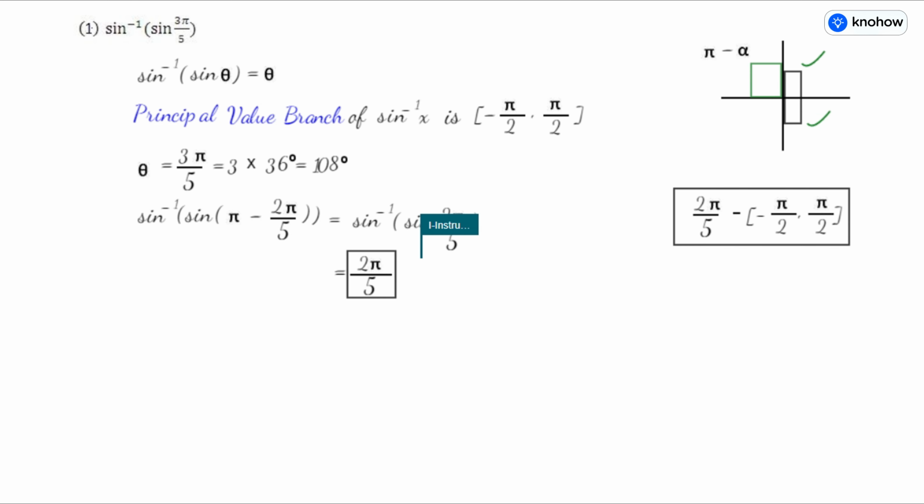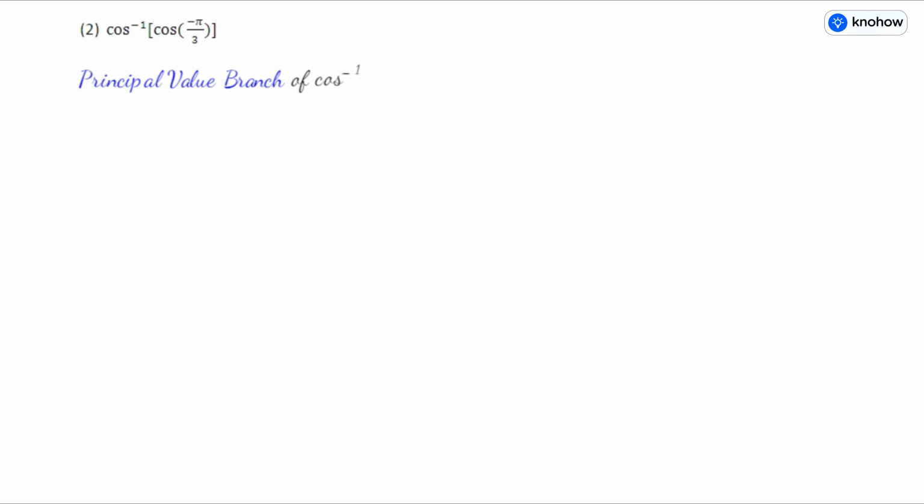Now look at this one: cos inverse of cos minus pi by 3. Again the same problem as in the first part. Cos inverse of cos theta could be theta provided it lies in the principal value branch. Now what is the principal value branch of cos inverse x? It is 0 to pi, this portion. But the given angle is minus pi by 3 in the fourth quadrant. It does not lie in the first or second quadrant.